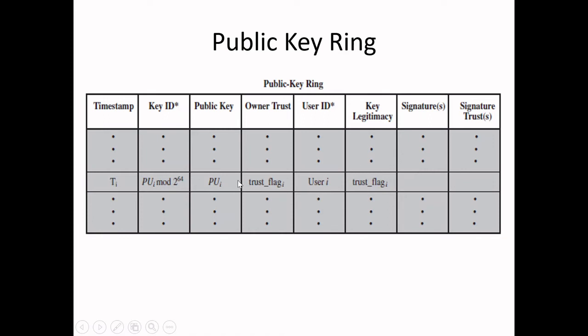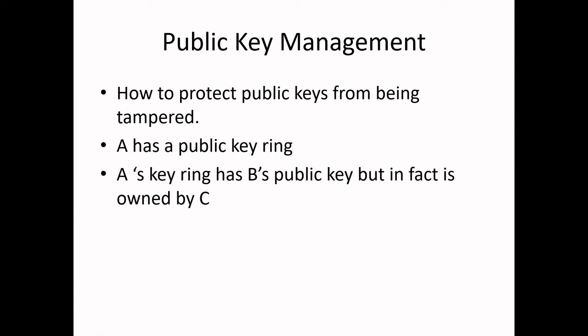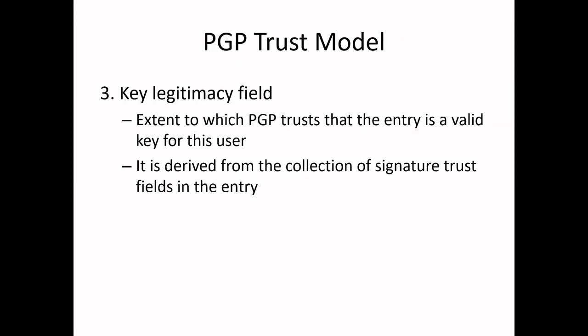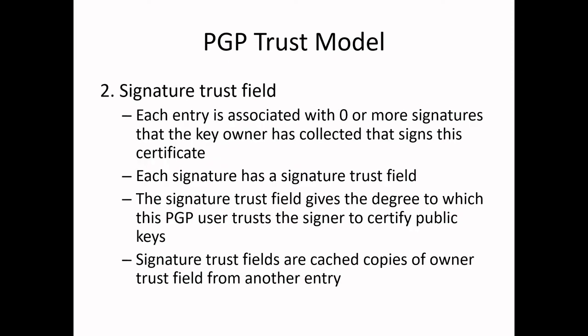If there is a public key, different people can assign different levels of trust. Different owners can assign different trust levels, right? So those trust levels, assigned by different owners, can be collected and stored here by this particular user. That is what signature trust means. So the signature trust field is: each entry is associated with zero or more signatures that the key owner has collected that signs this certificate.